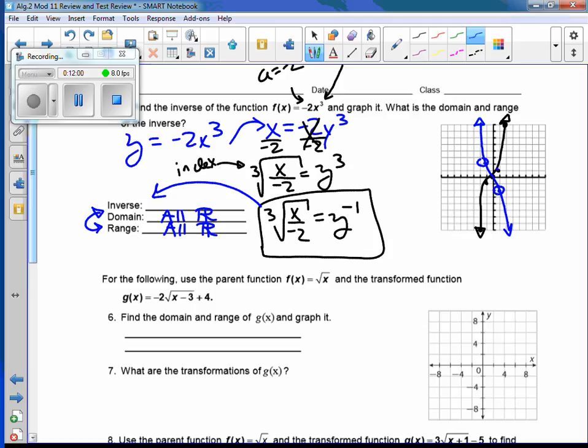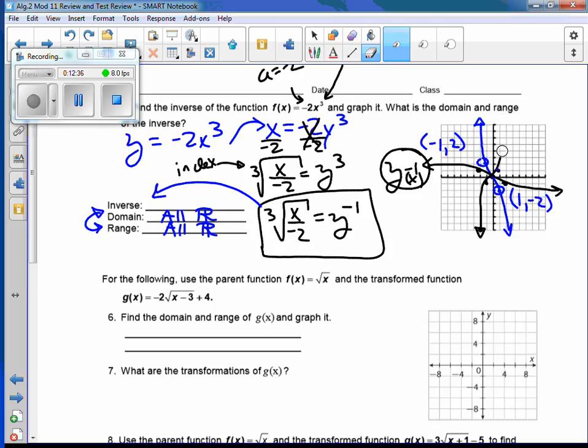This point is 1 comma negative 2, and this one right here is negative 1 comma 2. And if you remember, when you find the inverse, you just switch x's and y's. So that means that the other point, when I switch 1, negative 2, should be negative 2, 1. And when you switch negative 1, 2, should be 2, negative 1. And so this one right here is the inverse. That one right there is the inverse. Okay?